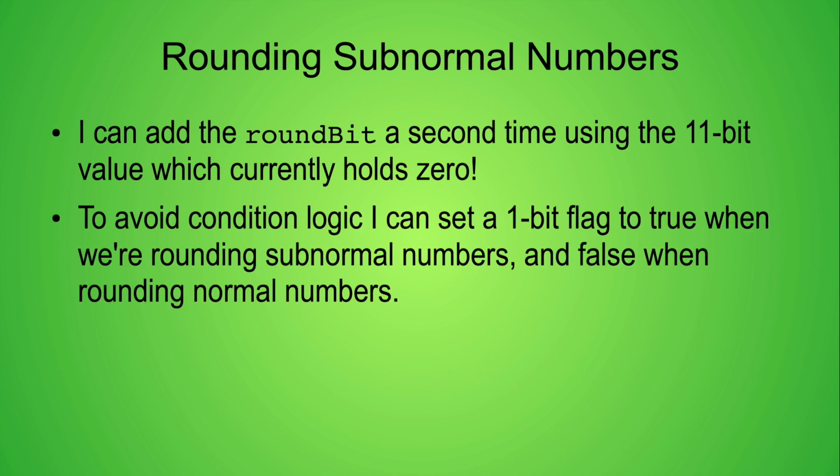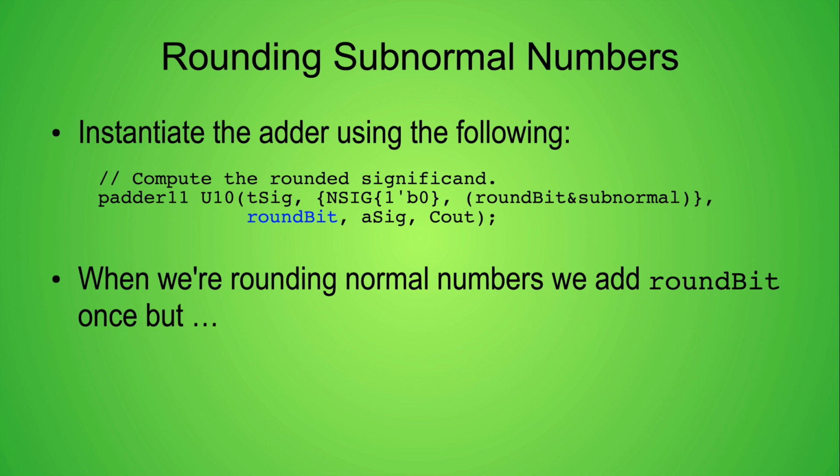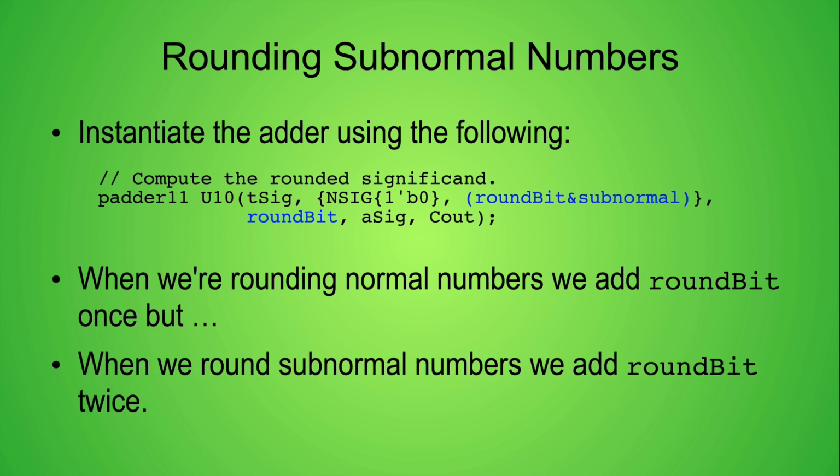I can use a 1-bit flag to control whether roundBit is added to tsig once or twice. The code using the 1-bit flag could look like the code which you see on your screen now. When we're rounding normal numbers, roundBit only gets added to tsig once, but roundBit will be added twice when we're rounding subnormal numbers. And we got the second addition of roundBit without allocating gates for a second adder and without dynamically deciding if the roundBit value needs to be shifted.